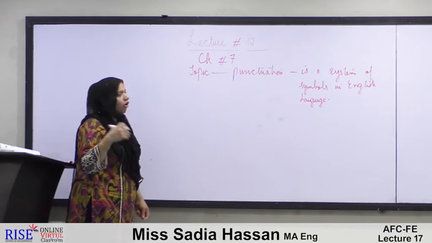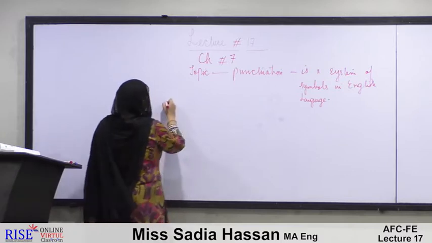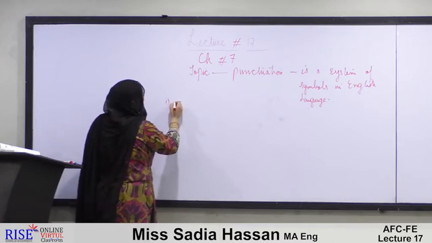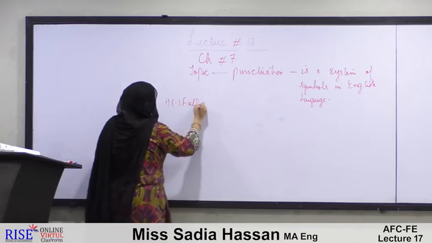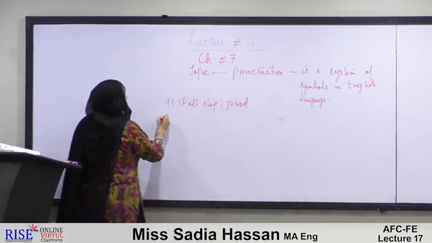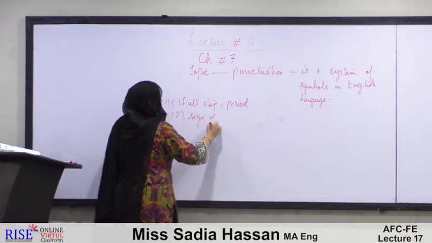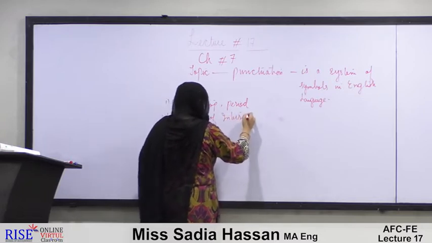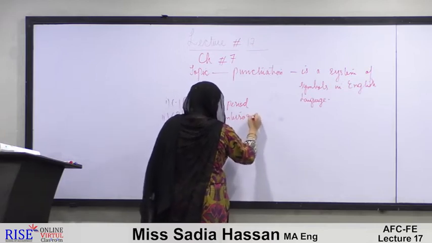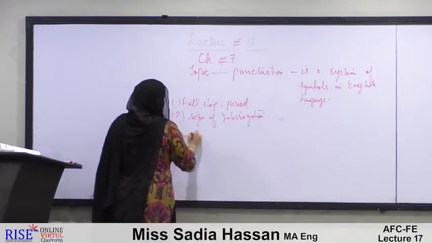Now we are going to see how many punctuation marks we use and what the different uses of those punctuation marks are. First of all, English language has many punctuation marks. We start with the full stop. It is also called period. Second is called sign of interrogation. Thirdly, we have sign of exclamation.